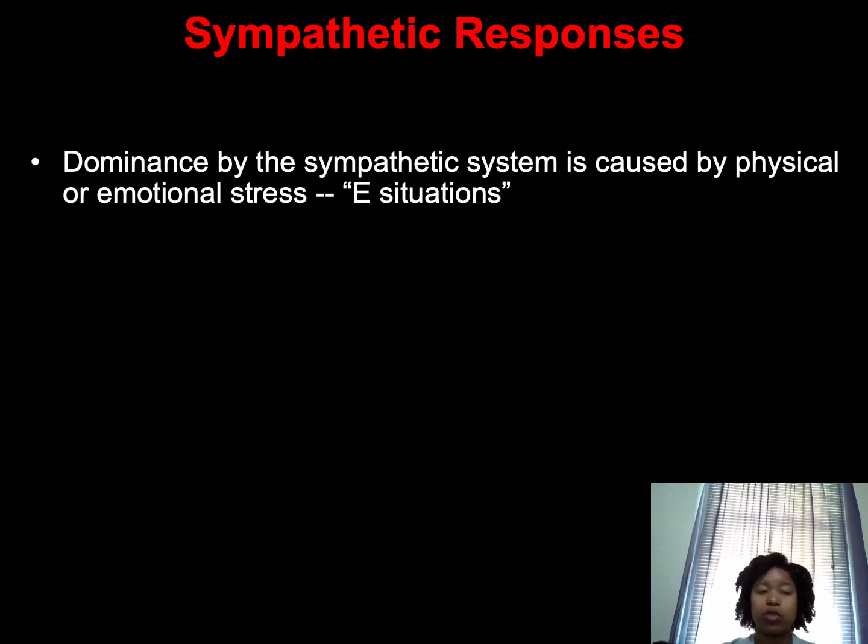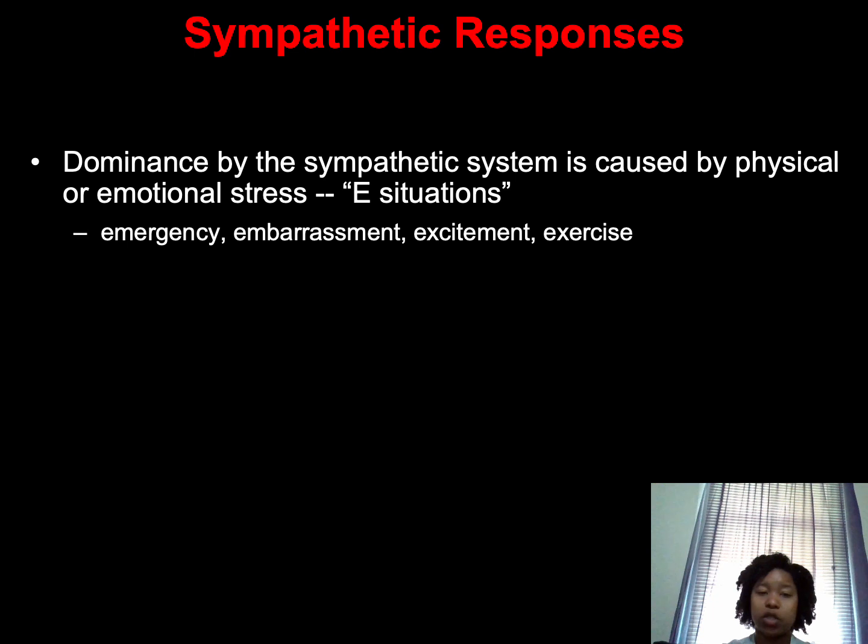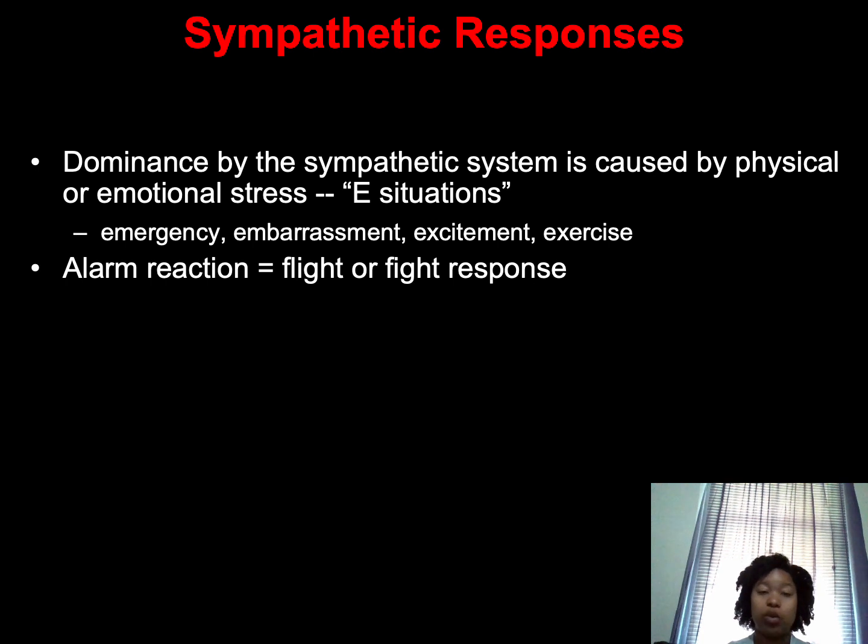So what are some sympathetic responses? Dominance by the sympathetic system is caused by physical or emotional stress. People call those E situations: emergency, embarrassment, excitement, exercise. Those high energy, quick moments are going to be your sympathetic responses, and that's when they'll dominate. So it's like an alarm reaction. That's your fight or flight response kicking into play.